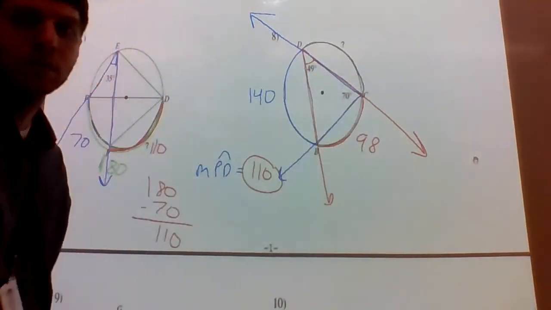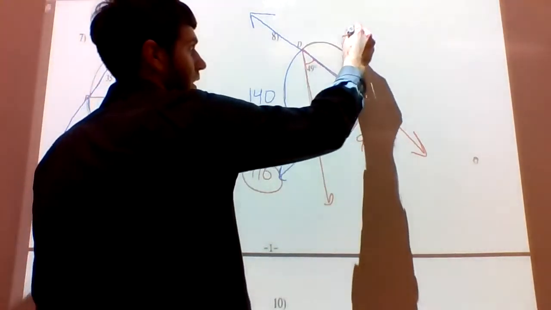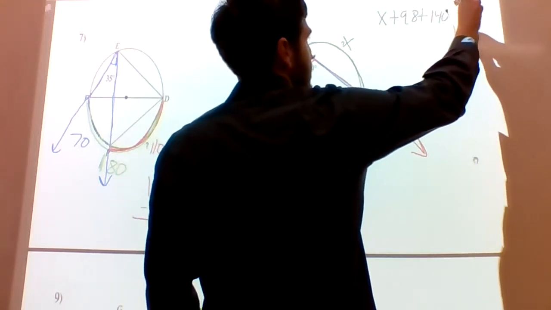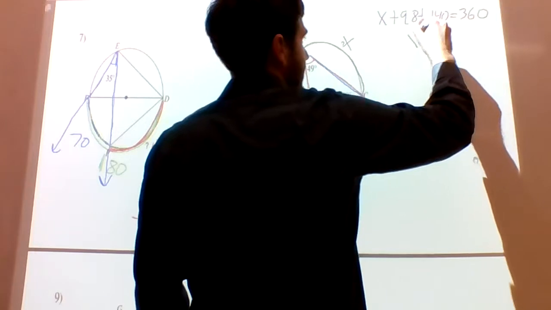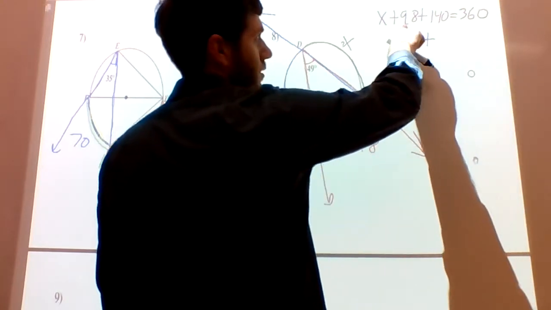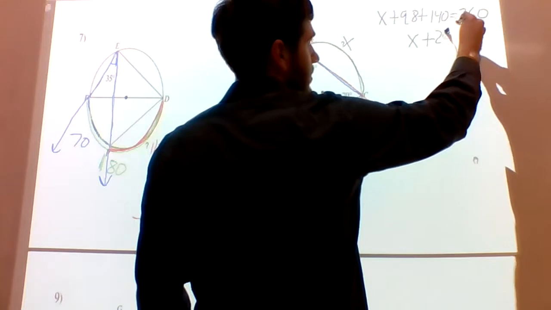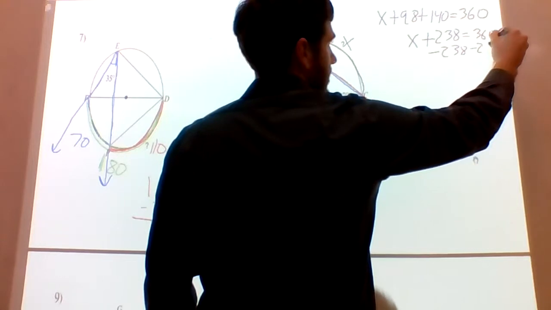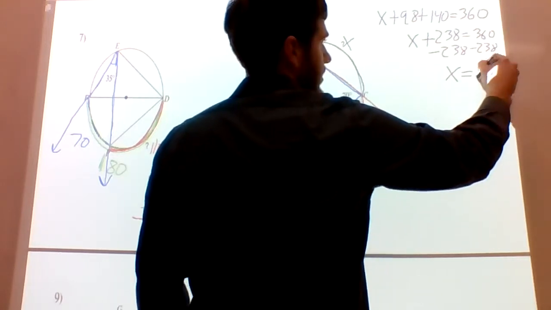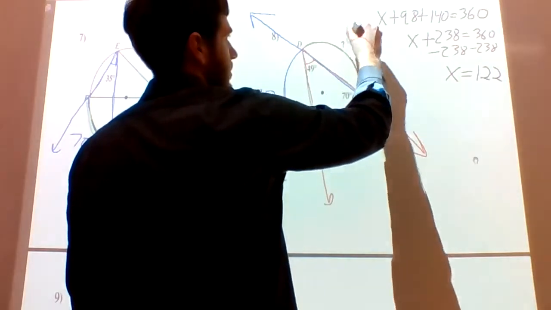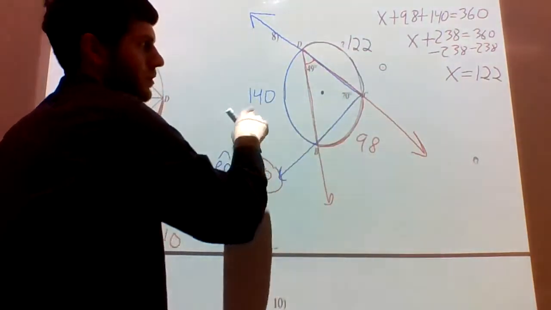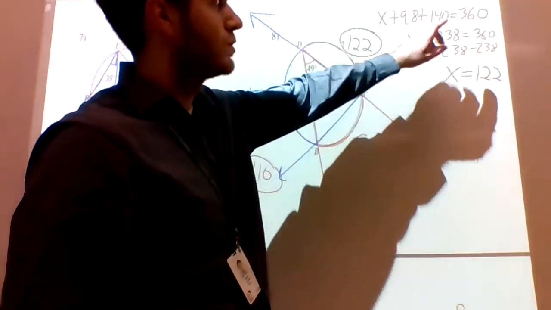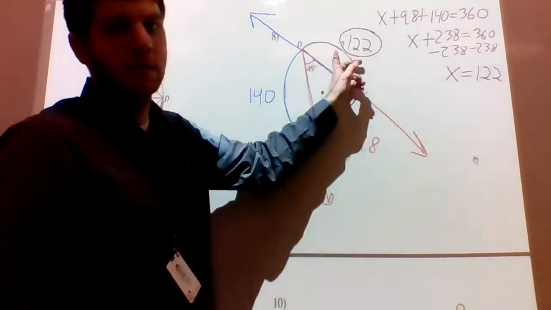Because we know all three of those are going to add up to 360. If we call this x, we would have x plus 98 plus 140 equals 360. So 140 plus 98 is 238, so x plus 238 equals 360. We subtract 238 and get x equals 122. 122 plus 98 plus 140 is 360, so it's all the way around. You don't need to write it out like this. You can just do 360 minus 140 minus 98 gives you 122.